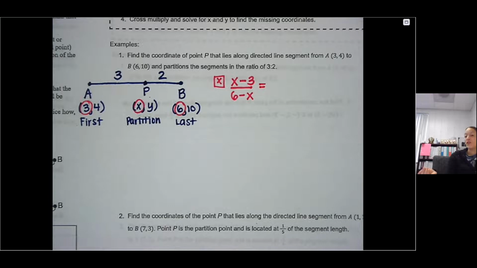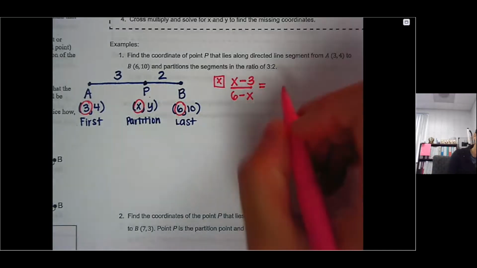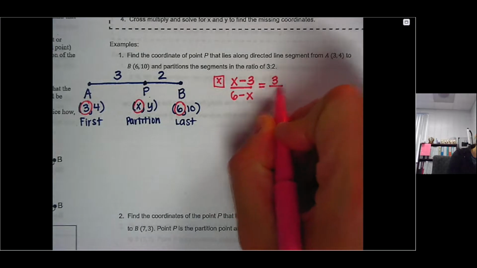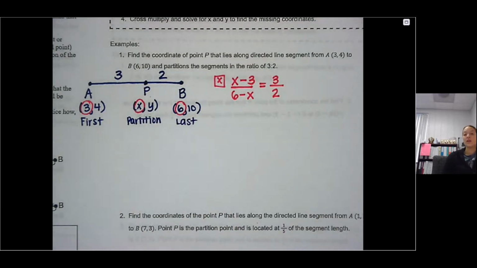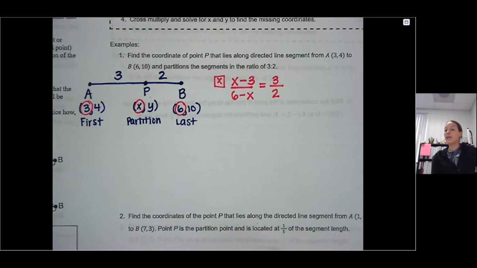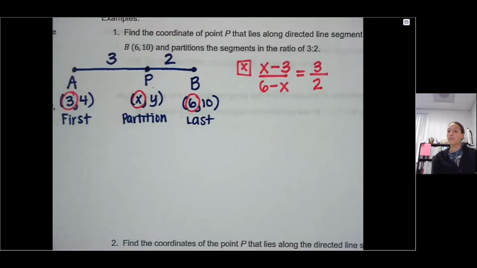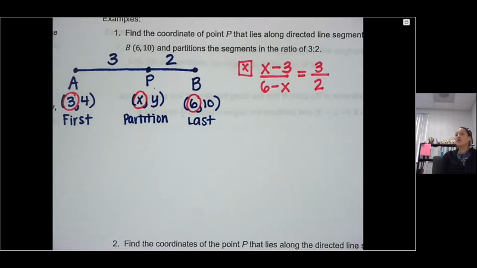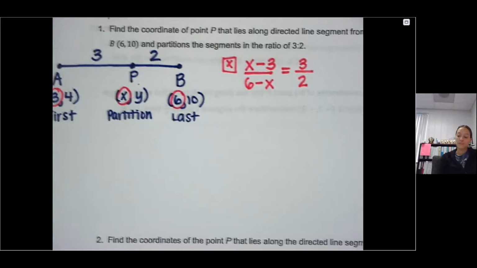What is your ratio? 3 to 2. So I've got my 3, and now I've got my 2. This now should look like what we did for our warm-up. Right, so it's 2 fractions. I've got an equal sign between them, so I can cross multiply.